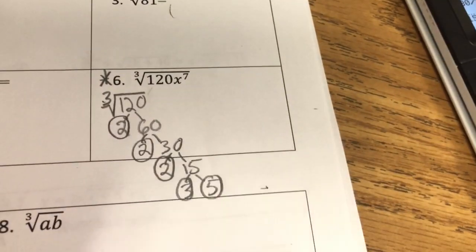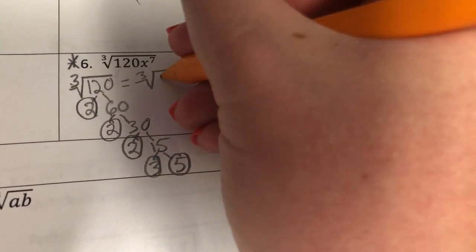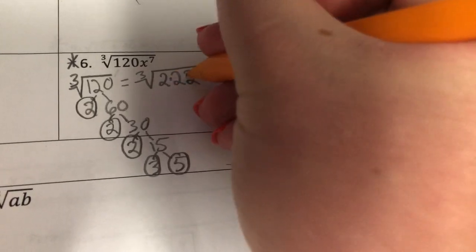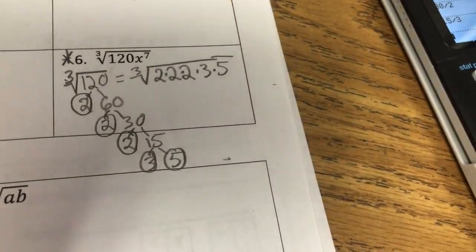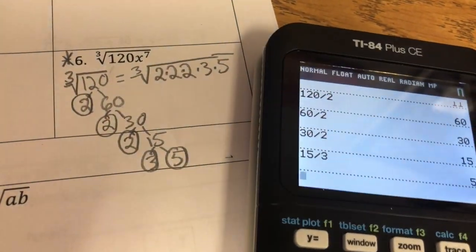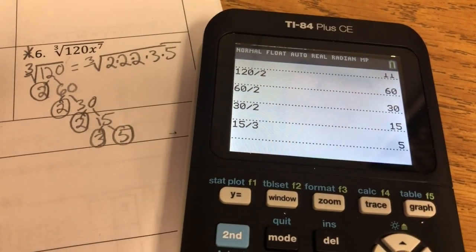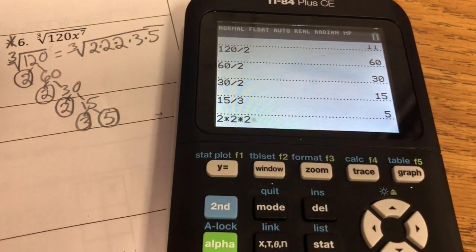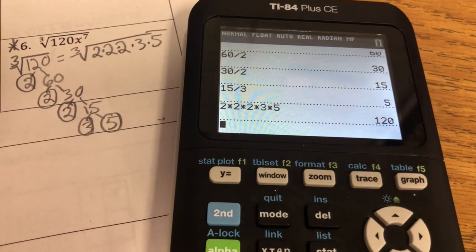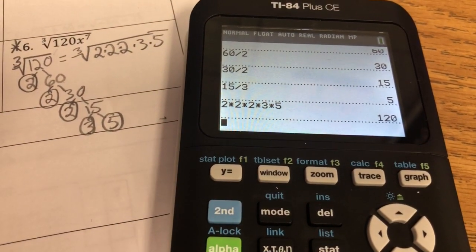So that means for our cube root of 120, we've got the cube root of 1, 2, 3 2's, 1 3, and 1 5. If you don't believe in this method, you can always check yourself once you get to this point. You're going to multiply all of your prime numbers together and see if you get that 120 back. 2 times 2 times 2 times 3 times 5. Got that 120, so my prime factorization was correct.